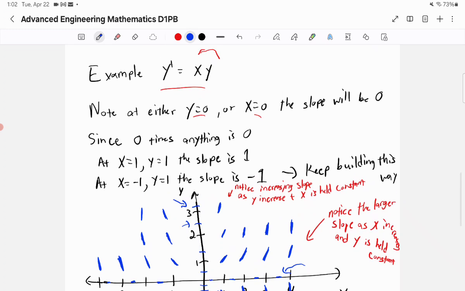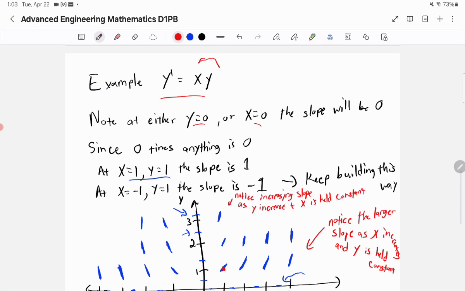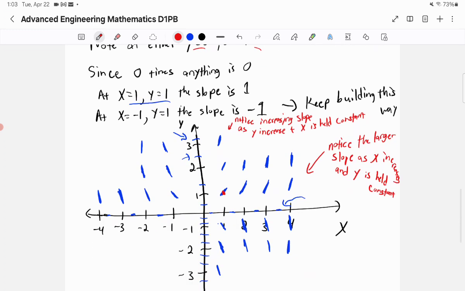Now, if I choose just a particular point, say x is equal to 1 and y is equal to 1, which is right about here, at that point I should have a slope of 1, because x times y, 1 times 1, is 1. And similarly, 1 times 2 is 2, so the slope should be a little bigger, and I tried to show that here. The slope is a little larger, it tilts up a little higher, and so on, as I go along this way.